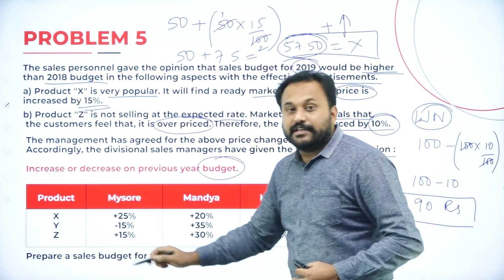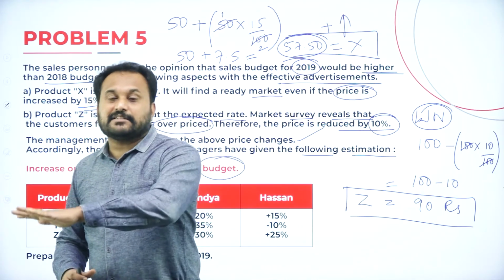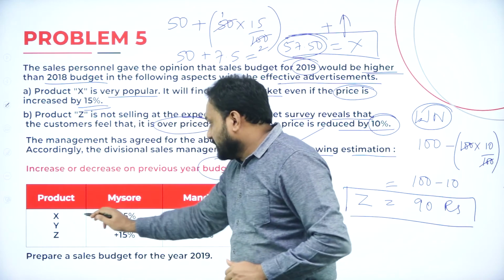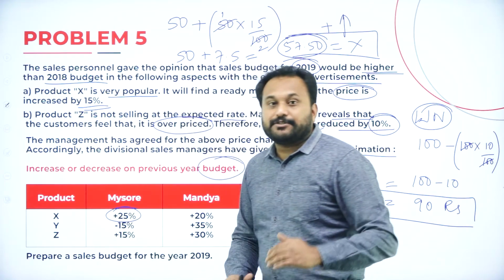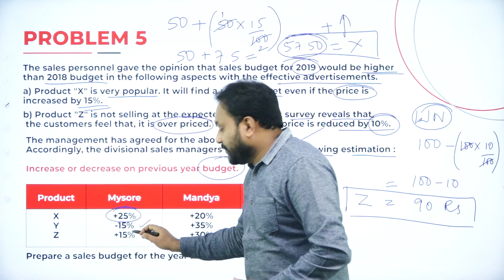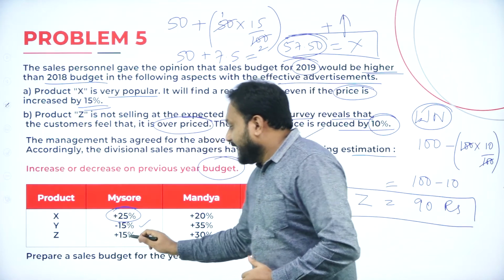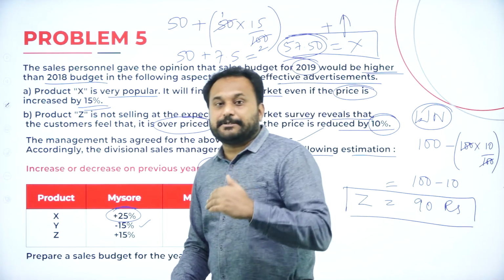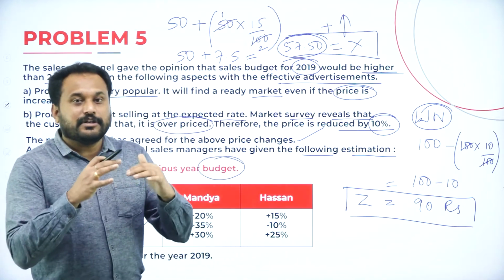So here, whatever is increasing and decreasing, it is 2018 we are supposed to take. That means X Mysore 25%, they are telling increase. That means we need to increase the unit. If they say negative, minus, we need to decrease the unit. Here Z, increase the unit. So wherever it is plus, you need to increase it. Wherever it is minus, we are supposed to reduce the unit.